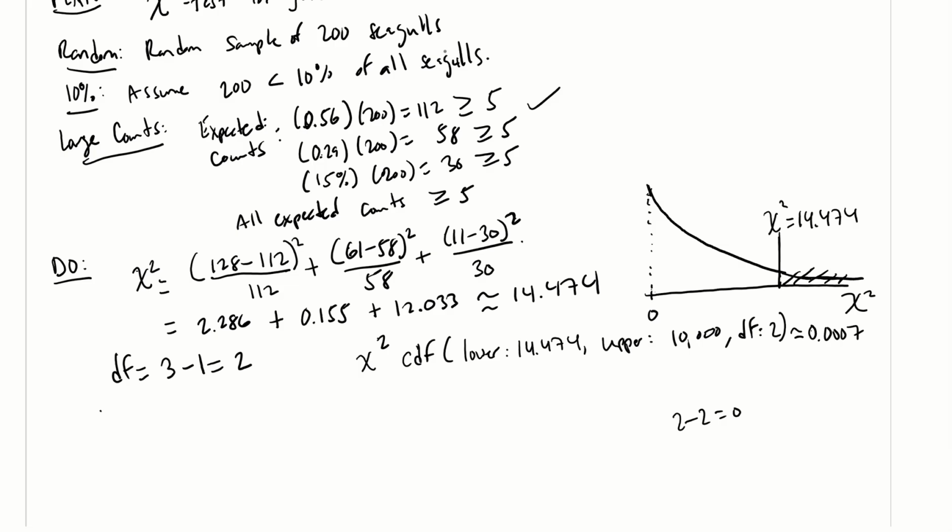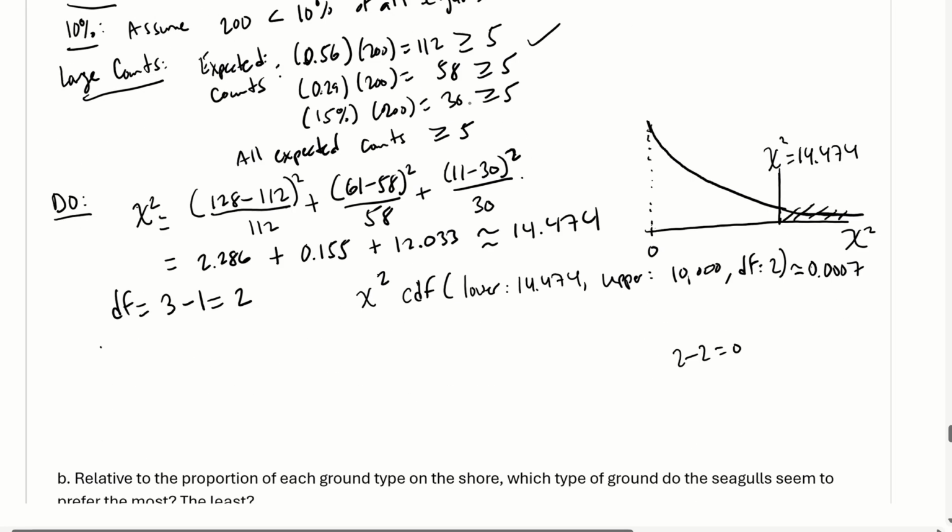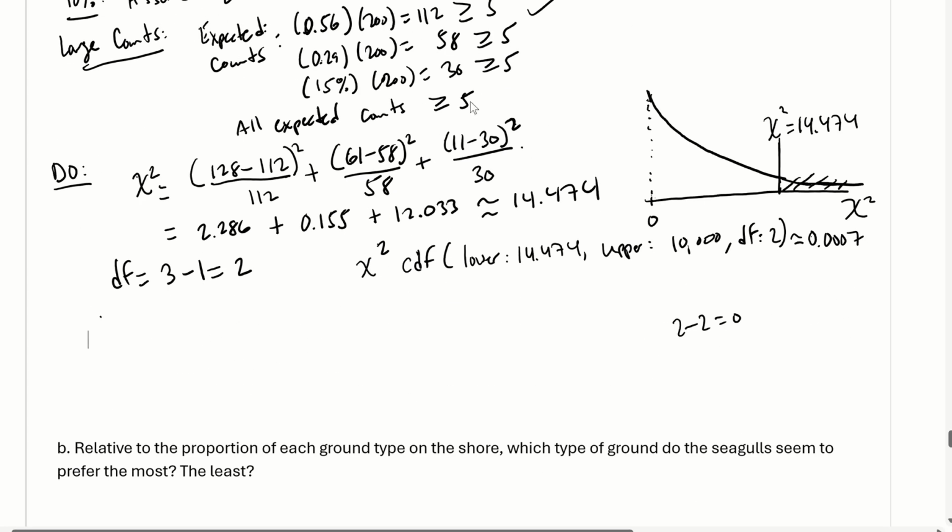All right, and again, if you did the chi-square goodness of fit test, you would get the same thing. You would have to report the chi-squared value, the df, and then the p-value. That's my p-value.